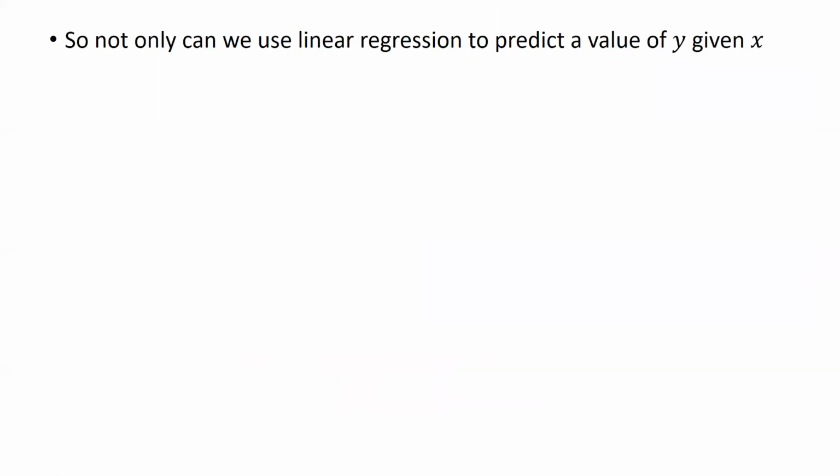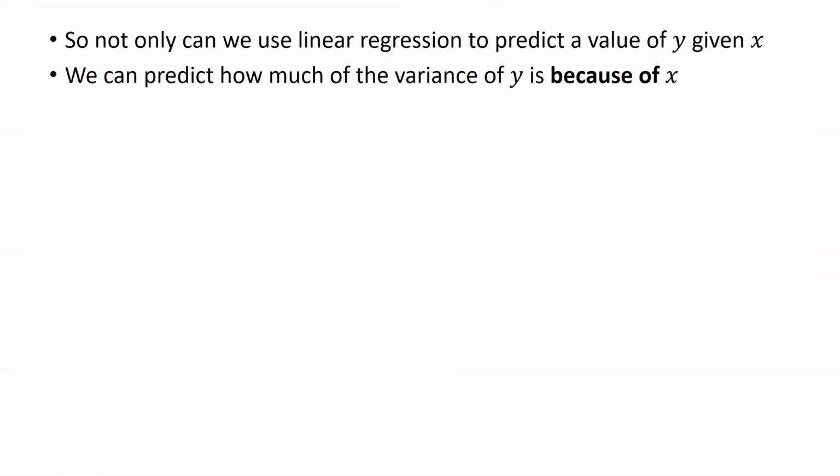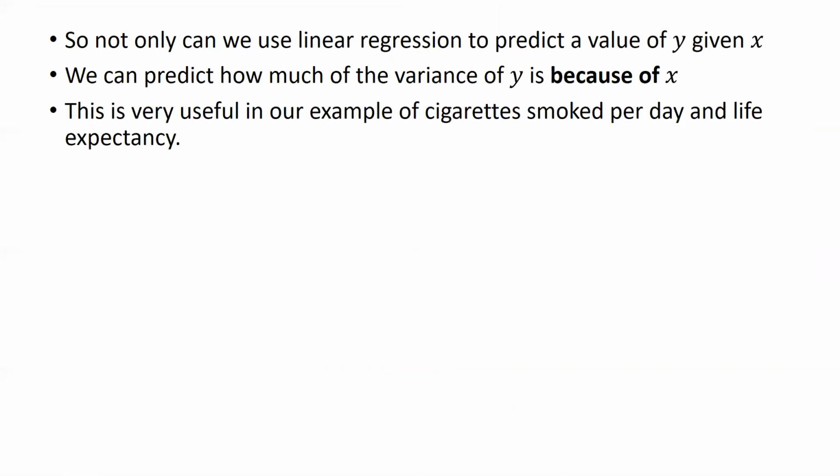So not only can we use linear regression to predict a single value of y given some value of x, and on its own that's good, we can predict how much of the variance of y is because of x. And I think this is just as useful, if not more so. So this is very useful in our example of cigarettes smoked per day and life expectancy.